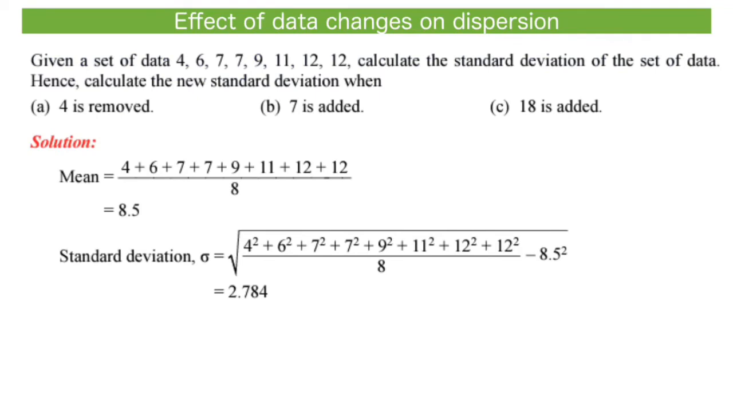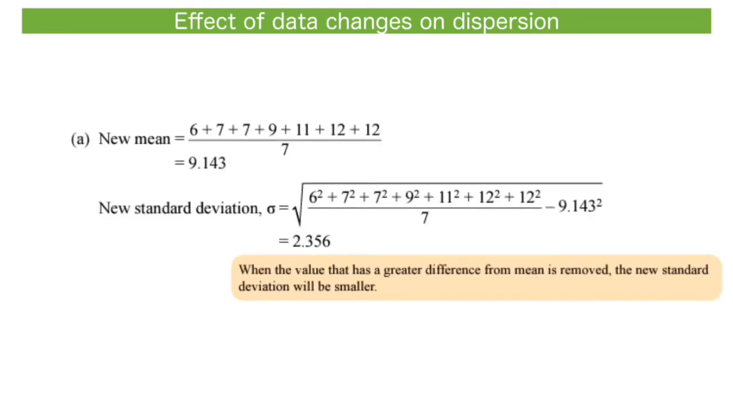Let's see the example here. Given a set of data 4, 6, 7, 7, 9, 11, 12, and 12. Calculate the standard deviation of the set of data. Hence, calculate the new standard deviation when 4 is removed, 7 is added, and 18 is added. So I will discuss further for this example. Let's follow my lesson now.